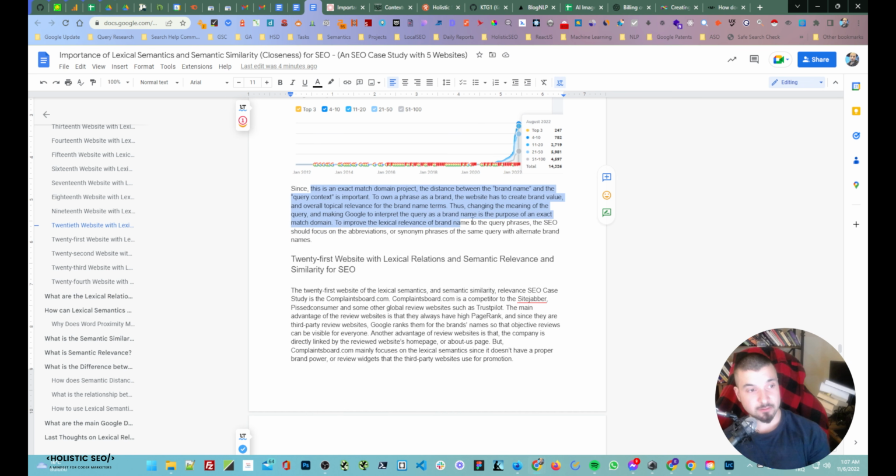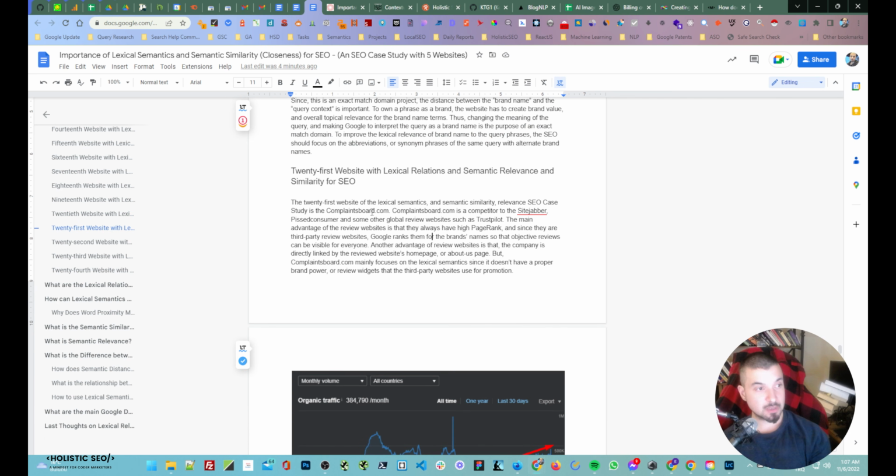To improve the lexical relevance of the brand name to the query phrases, the SEO should focus on the abbreviations or synonym phrases of the same query with alternate brand names. This is for the alternate brand name. But at the same time, you can use other lexical relations: meronyms, holonyms, hypernyms, or hyponyms. This time you can't focus on them as brand names, but you can focus on them as relevant concepts. Whenever you have these lexical relations, it will always increase the relevance of your source or web page.